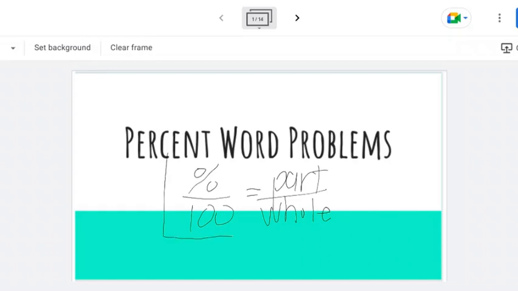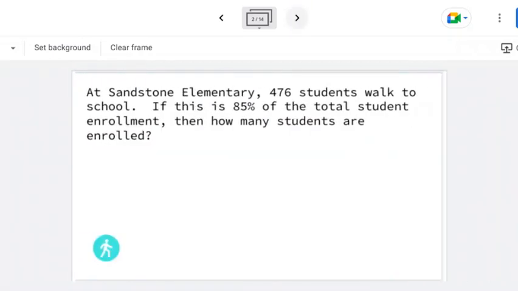You may want to take a minute and write that at the top of your whiteboard, because it's what you're going to refer back to for everything today. When we look at this problem, it says at Sandstone Elementary, 476 students walk to school. If this is 85% of the total student enrollment, how many students are enrolled? On your whiteboards, get your blank and your blank, our two ratios that we're going to turn into proportions.